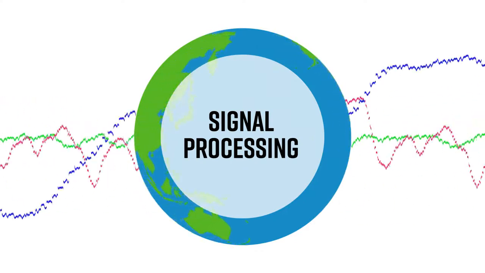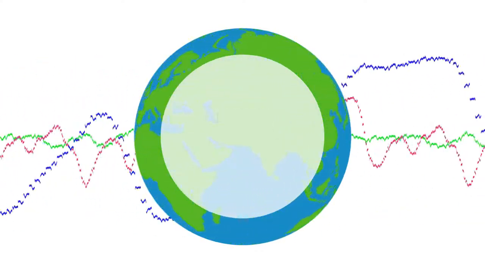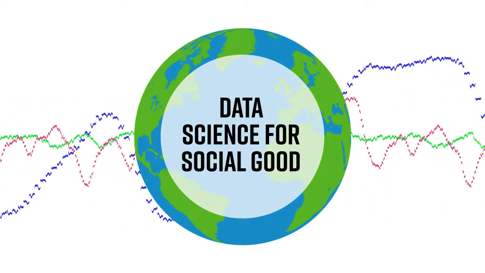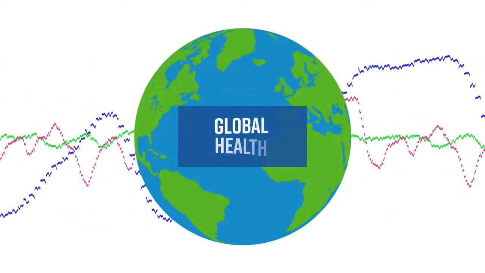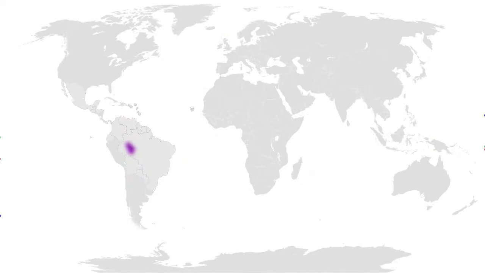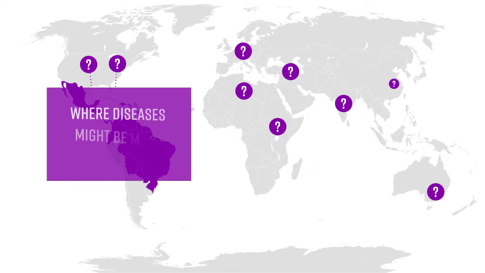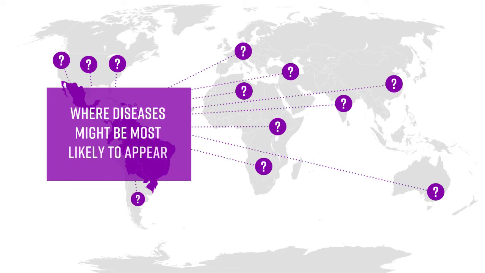Signal processing gives us endless potential to leverage data science for social good. Let's take a look at just one of those areas of potential, global health. In 2015, an outbreak of Zika virus caused a scare throughout the Americas. In the aftermath, IBM's researchers launched a project to predict where diseases like Zika might be most likely to appear.